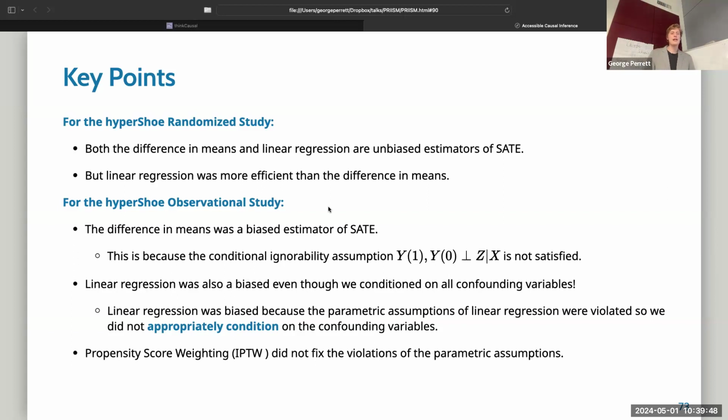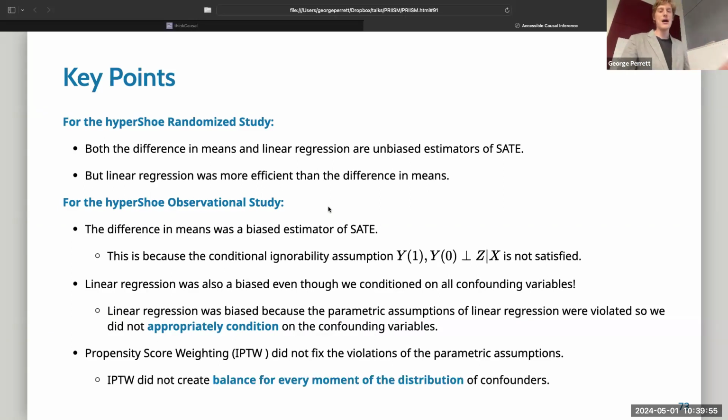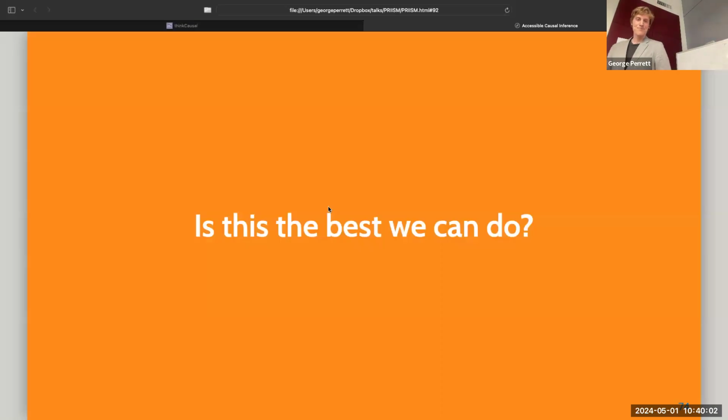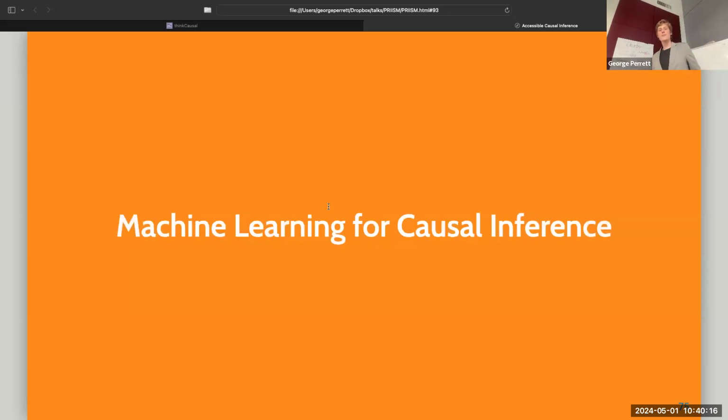And propensity score weighting, IPTW, did not fix the violations of the parametric assumptions. That's because there was still imbalance left over. We have to balance every moment of the distribution, not just the means. And that is a critically important step. So the question is: is this the best we can do? Are we forced to just really, really try to create balance with our propensity score model, or is there another path? I'm going to be talking about another option, which is machine learning for causal inference.